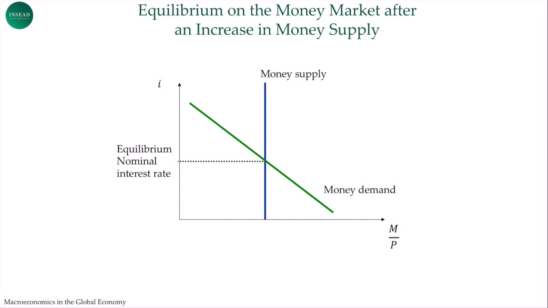We have here the money supply, which is going to be vertical because we have money on the horizontal axis as the quantity in this market. Now the price is going to be the interest rate, the nominal interest rate, that's on our vertical axis.